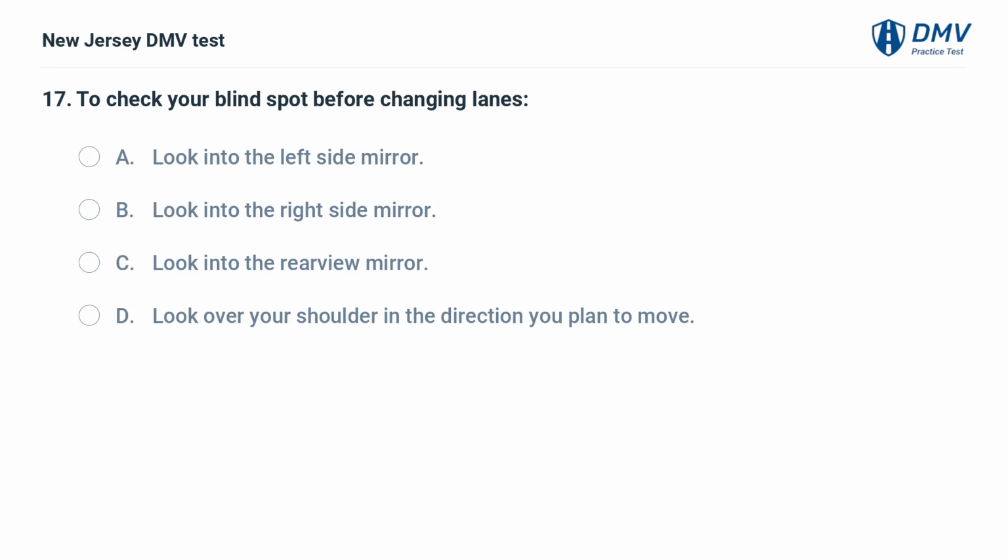To check your blind spot before changing lanes: A. Look into the left side mirror. B. Look into the right side mirror. C. Look into the rearview mirror. D. Look over your shoulder in the direction you plan to move.